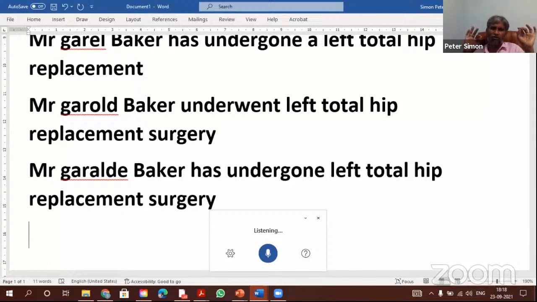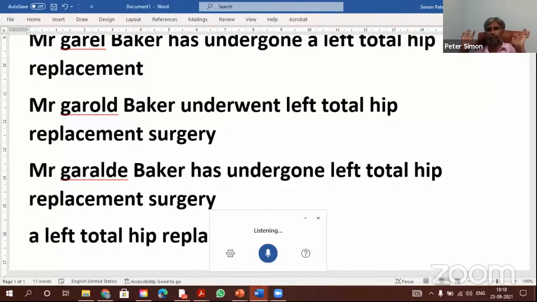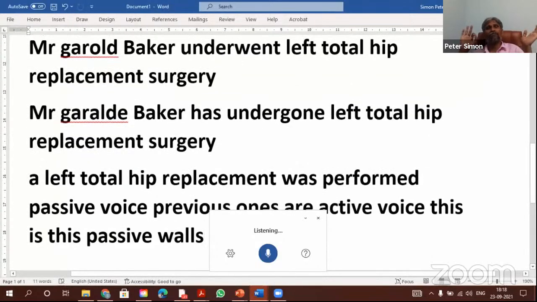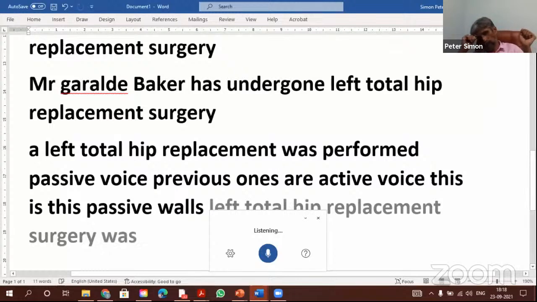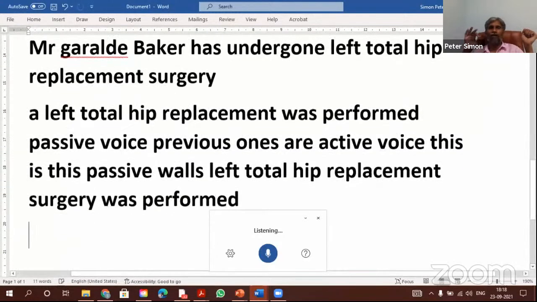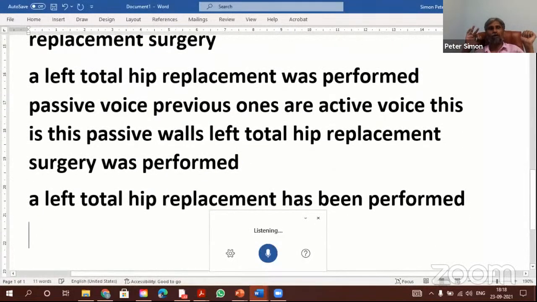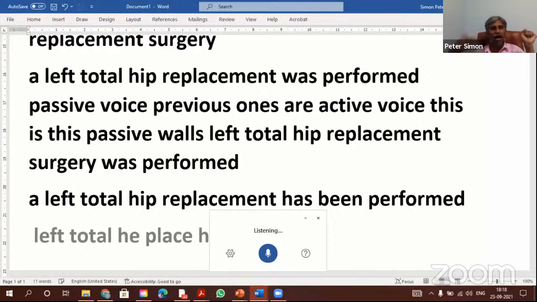A left total hip replacement was performed. This is passive voice. Previous ones are active voice. Left total hip replacement surgery was performed. A left total hip replacement has been performed. Left total hip replacement surgery has been performed.